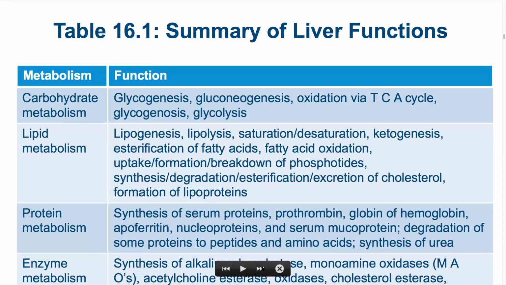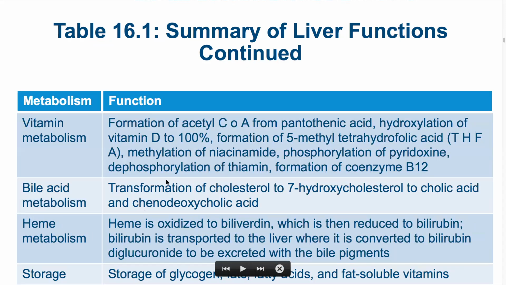Table 16.1 is a summary of the liver functions. It goes over carbohydrate metabolism, lipid metabolism, protein metabolism, and enzyme metabolism. This chart continues, going over vitamin metabolism, bile acid metabolism, heme metabolism, storage, and other functions. Please review the liver functions.